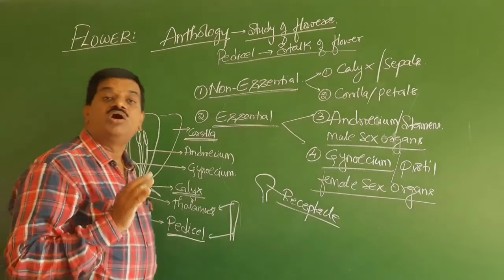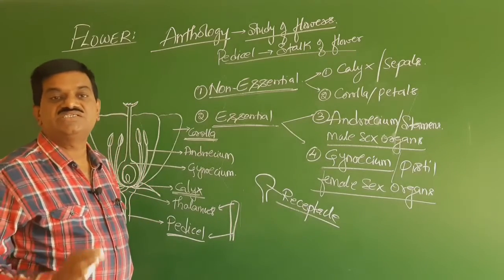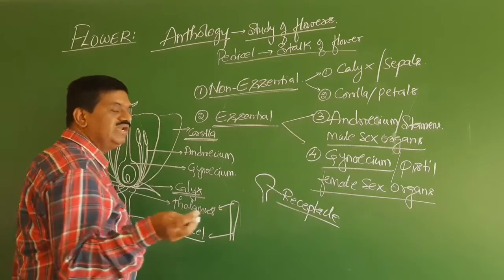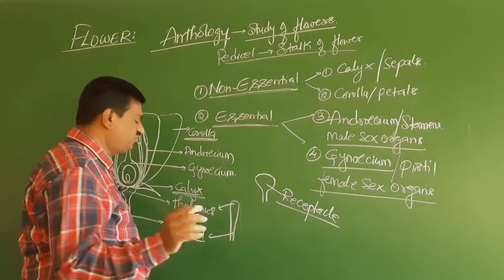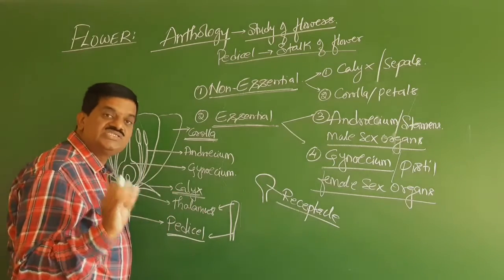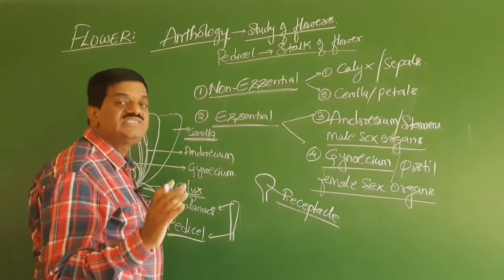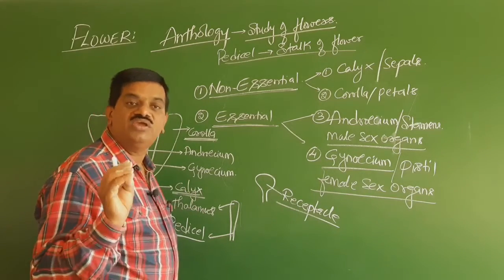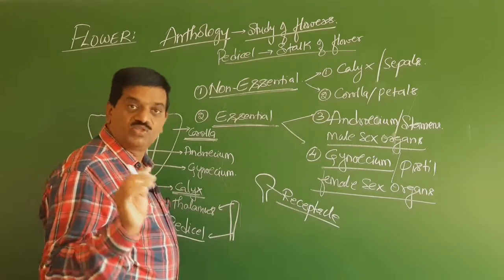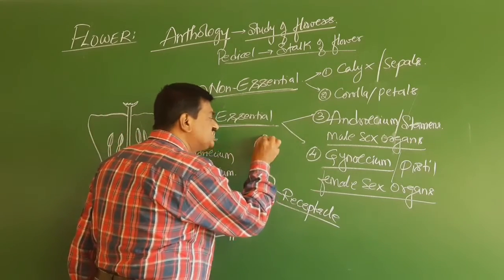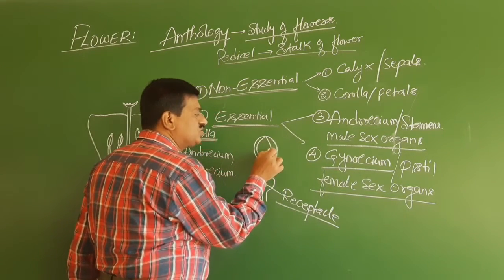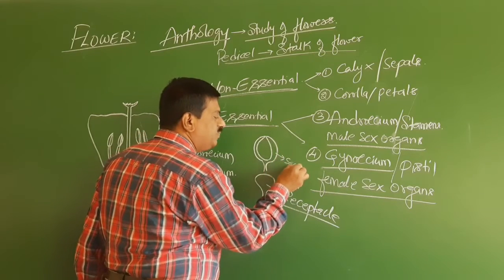In 99.9% of flowers the calyx is green in color. So usually the calyx is green in color. Only a few examples have a differently colored calyx. The calyx is also called sepals. This is called the outermost whorl of the flower. When we take a flower bud, this calyx completely covers the flower.